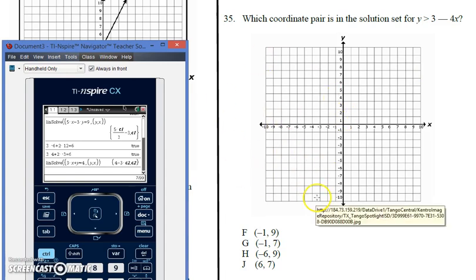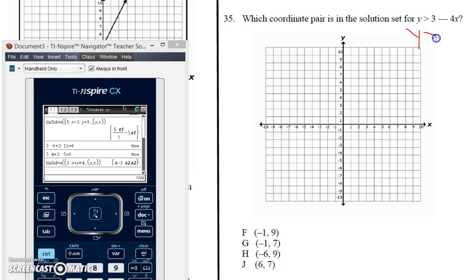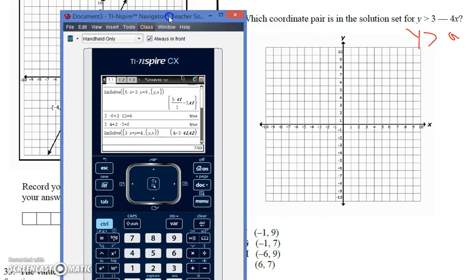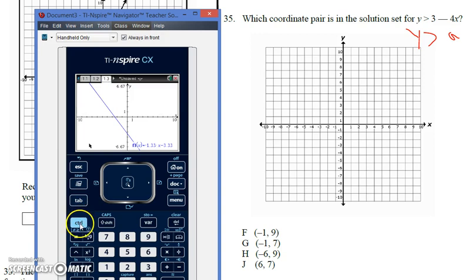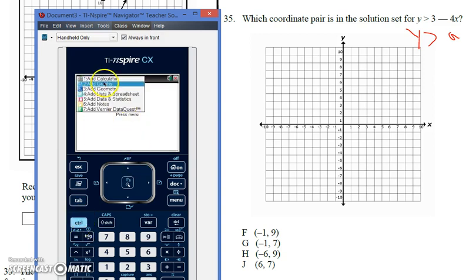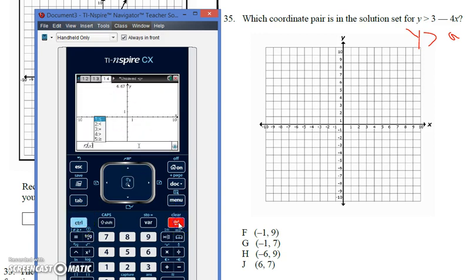Number 35, I need to remember, guys, that if it has y is greater, I'm going to shade above, okay, above my line. If it's less, I'm going to shade below. Now, I want to know which of these is a solution point. So for this problem, I do have time, so I'm going to put it here. I'm going to say, okay, let's start graph. And I change the inequality. I need it to be greater, so it's number 4.